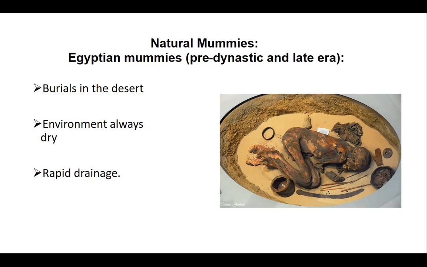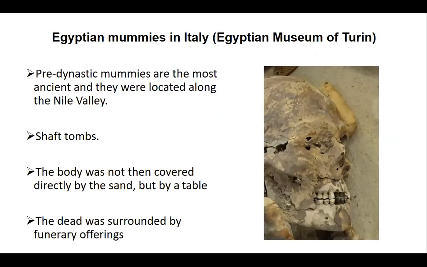And surrounded by offerings, then developed in a simple covered architecture, but the environment is always dry and the soil promotes rapid drainage. So in Italy, we find some examples of Egyptian mummies.